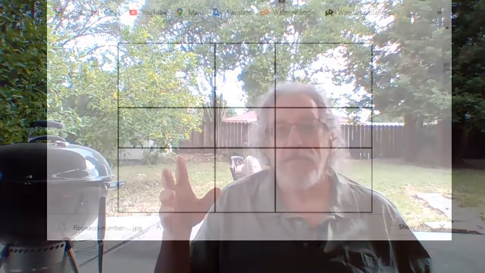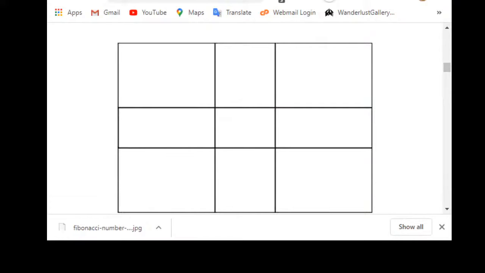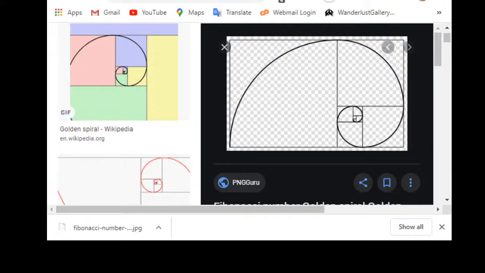Now, I mentioned something else called the Fibonacci spiral. Okay? The Fibonacci spiral results from the repetitive application of that golden ratio. Okay? And it looks like this. Okay? It's also called the golden spiral. But if you look at the numbers, they form a Fibonacci sequence.